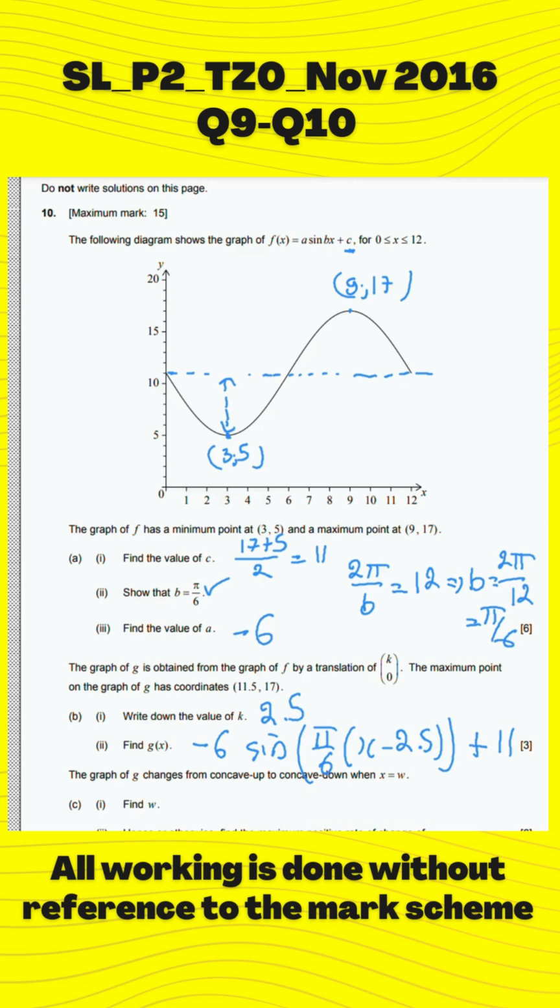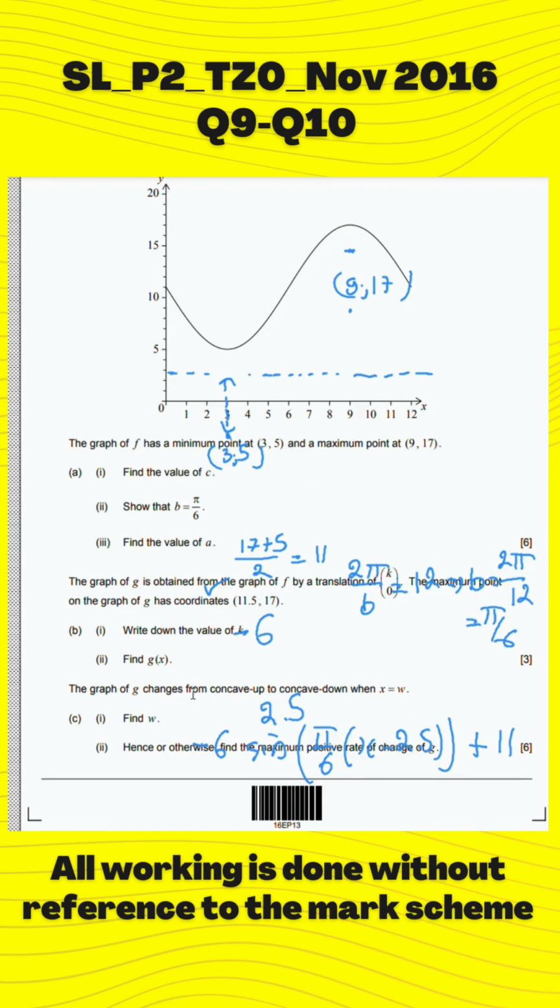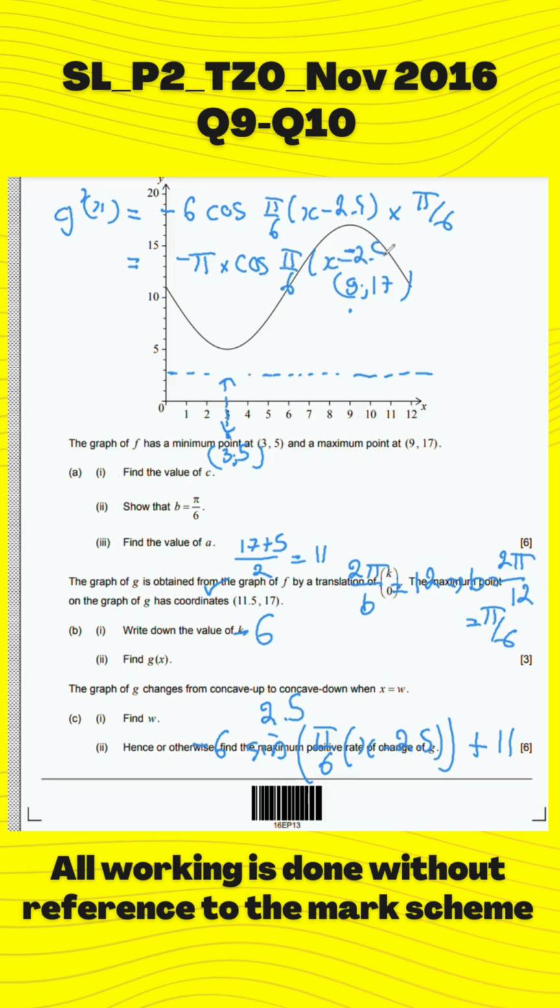Next, we need to find the x where g changes from concave up to concave down. That means we need to find the second derivative of g and make it 0. So the first derivative of g(x) will equal negative 6 of cos of pi over 6 multiplied with x minus 2.5 multiplied with pi over 6. So this will equal negative pi multiplied with cos of pi over 6 multiplied with x minus 2.5.